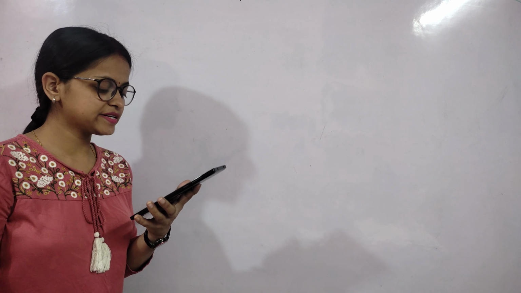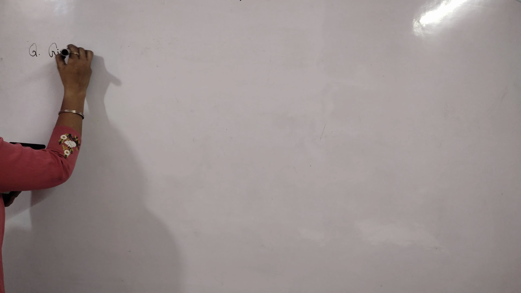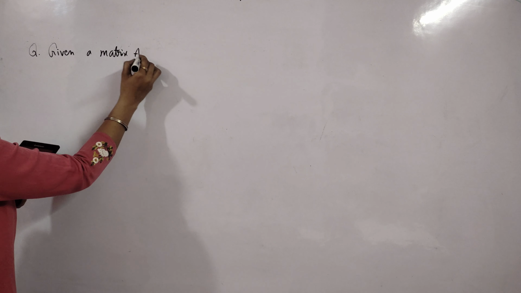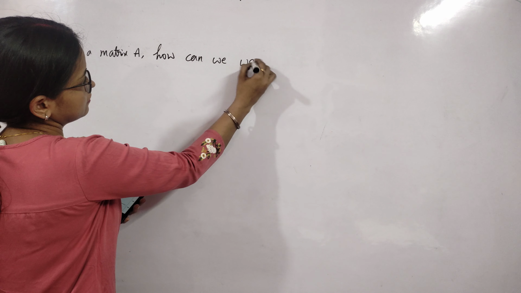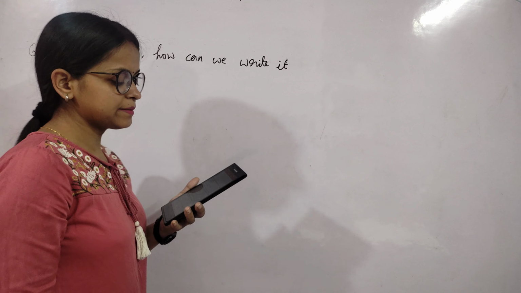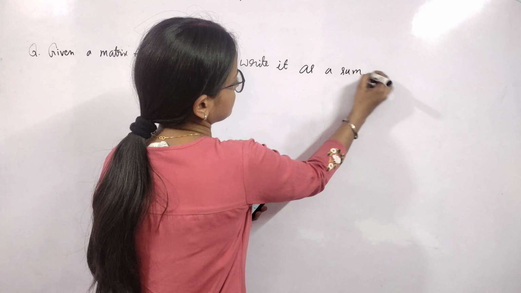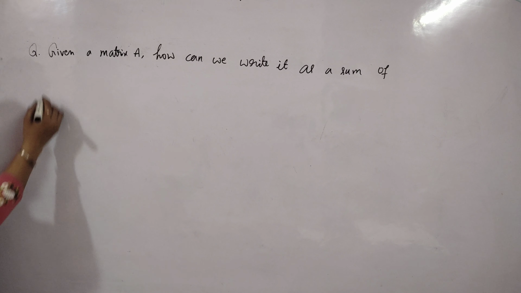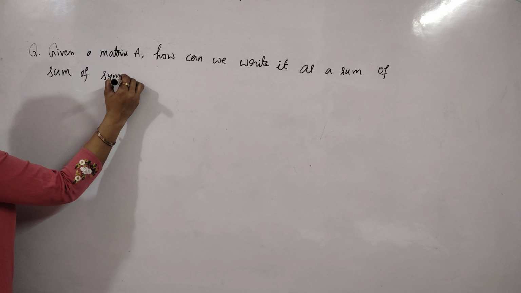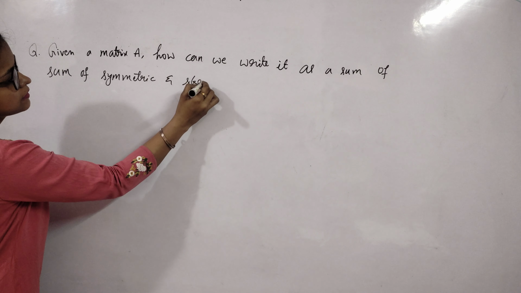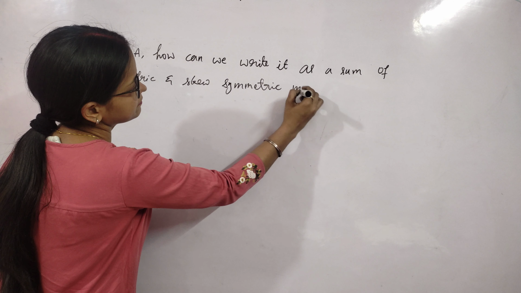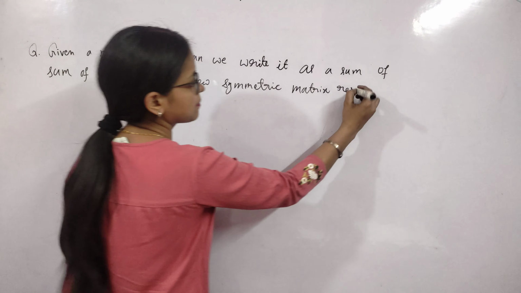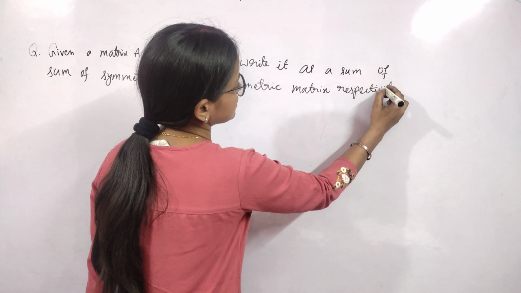Let us solve the next MCQ question of the matrices chapter. The given question is: given a matrix A, how can we write it as a sum of symmetric and skew symmetric matrix respectively? So this is the given question.